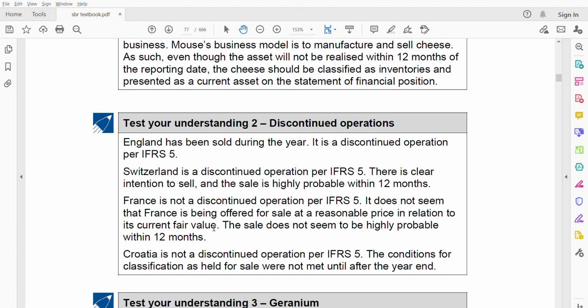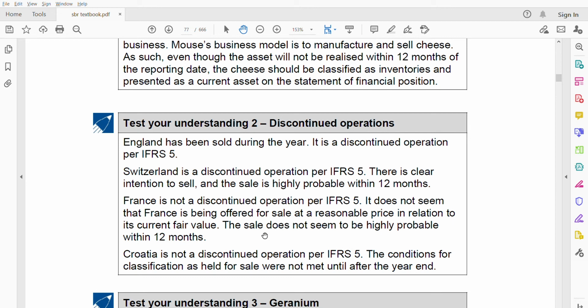Second criterion, the sale does not seem to be highly probable within 12 months. Does it look like it? No, it does not look like it. Because if you are not able to negotiate with the buyer on the price, then it is more unlikely that a sale will take place. Even though they didn't say the sale is probable or not, looking at the other information, the sale does not seem to be highly probable within 12 months, therefore not a discontinued operation.